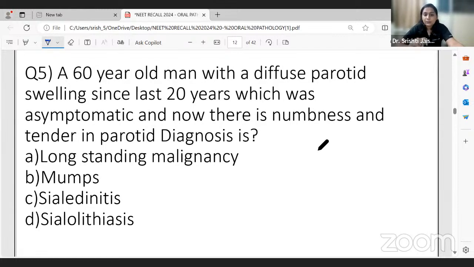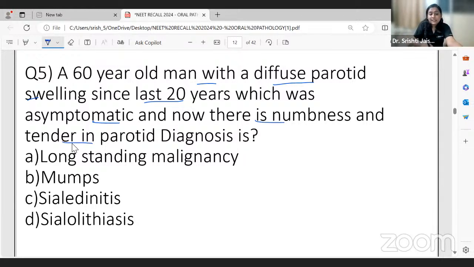A 60-year-old man with a diffuse parotid swelling. So the questions are easy because your faculties have made it easy for you, because they have given out exact proper notes. When you go through it again and again, these questions become easy. So those who have studied, for them it is easy. A 60-year-old man with a diffuse parotid swelling since the last 20 years, which was asymptomatic. So there was a parotid swelling which was present and the patient was completely asymptomatic.